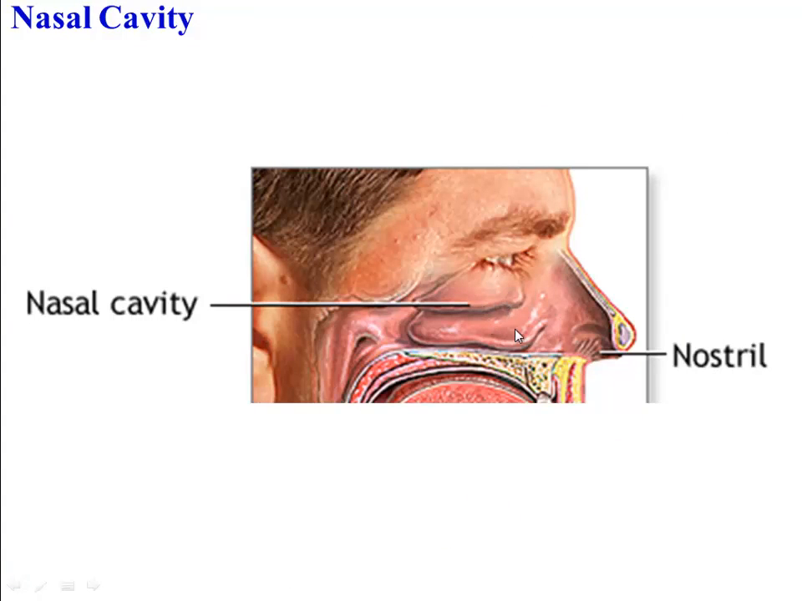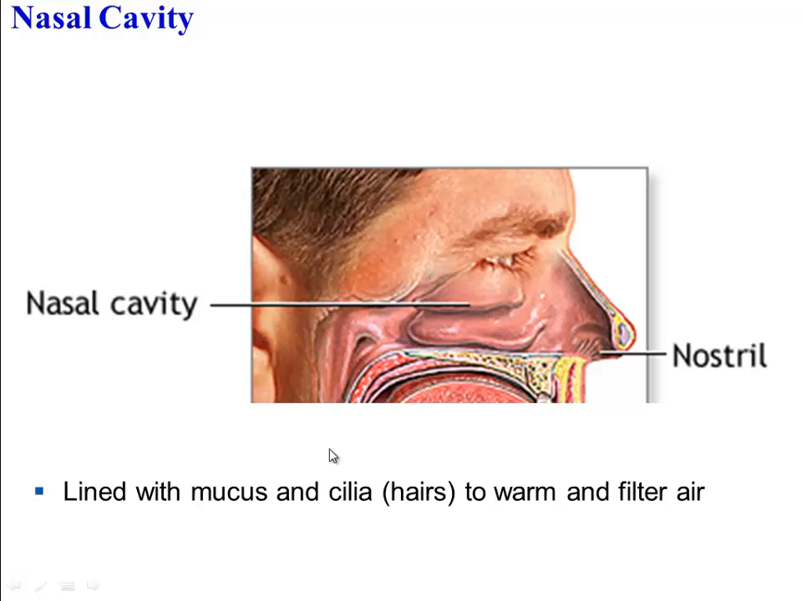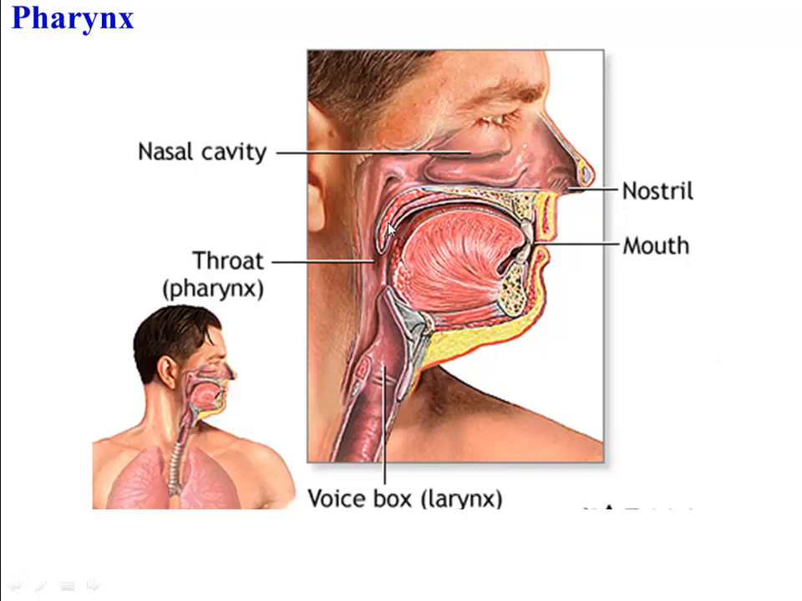First, we have the nasal cavity. The job of the nasal cavity is to warm and filter air, and it does that using the mucus and the cilia, the little hairs that are inside the nose. And the mucus and the cilia will trap particles that shouldn't enter the respiratory system, and the cilia can brush particles outside. From there, air enters the pharynx. This is just a fancy word for your throat, and it's a passage for both air and food.